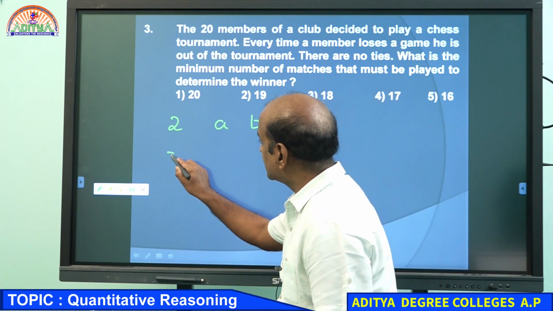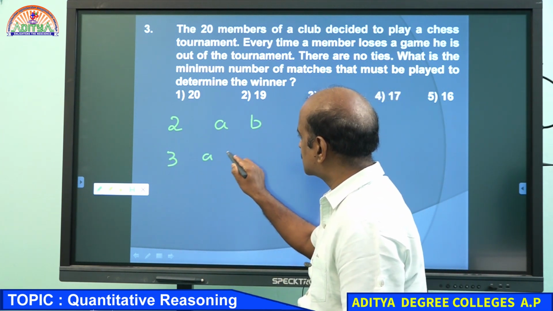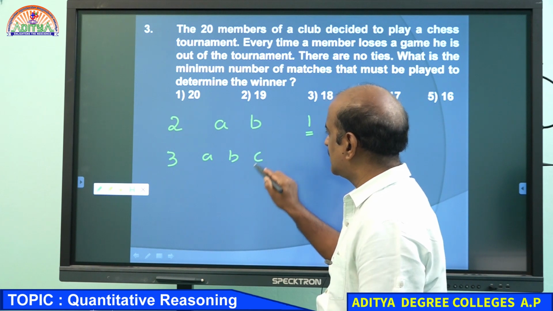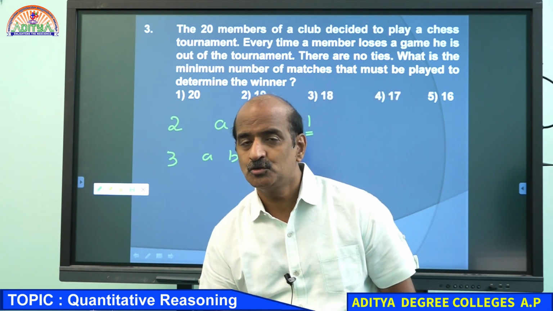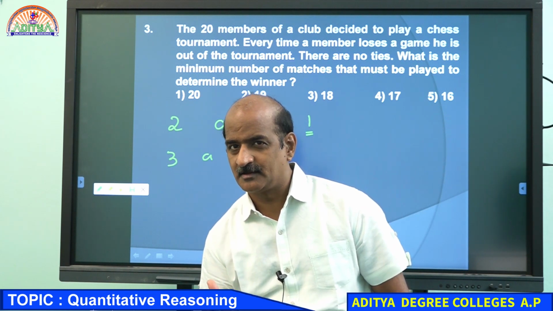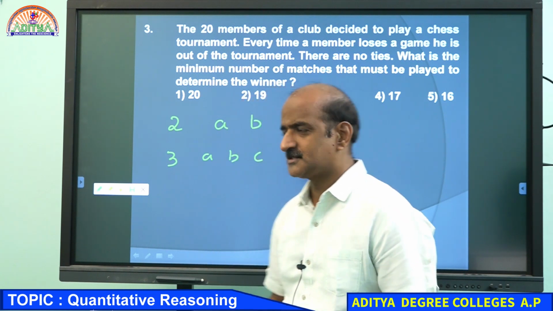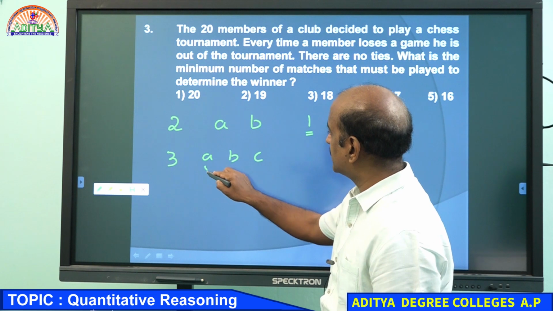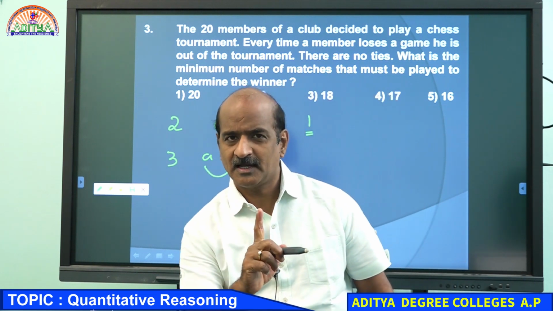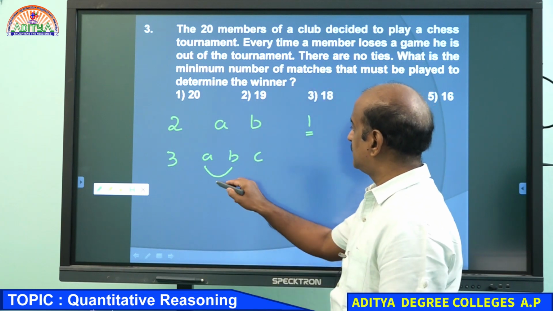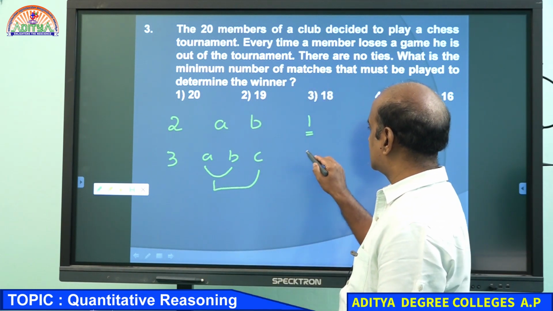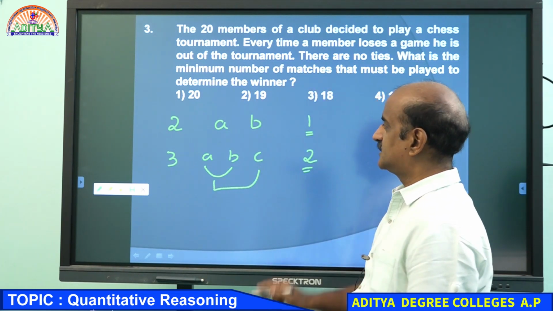If there are 3 players, students, please listen to me. If there are 3 players, we require 2 matches to determine a winner. Should I tell you how? This is very simple. If you conduct a match between A and B, you will have only one winner. So one person is eliminated. And obviously between these 2, we can conduct another match and we can see that the winner is selected.